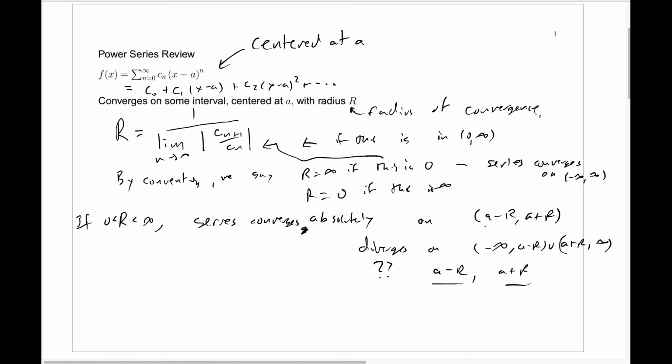These are the endpoints of this interval of convergence. And sometimes, depending on the coefficient c sub n, sometimes you get convergence at one endpoint or the other endpoint, or both, or neither. All the possibilities are there.